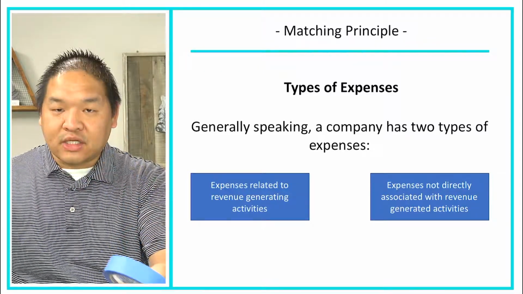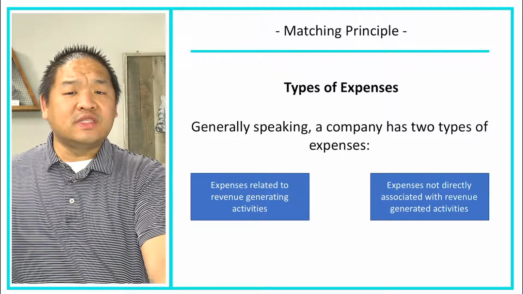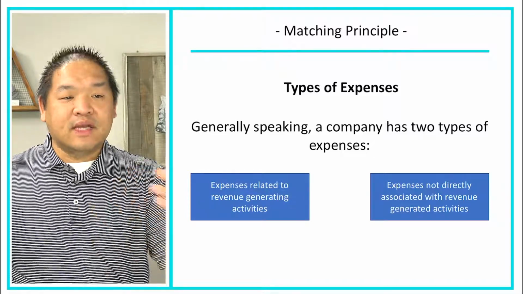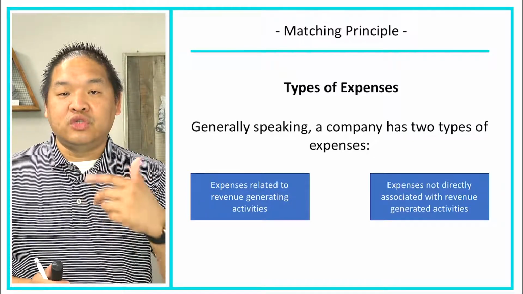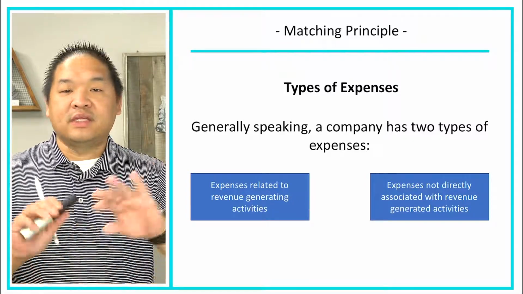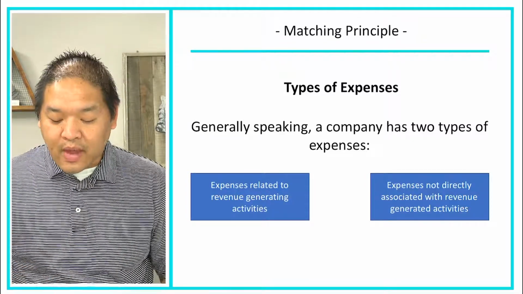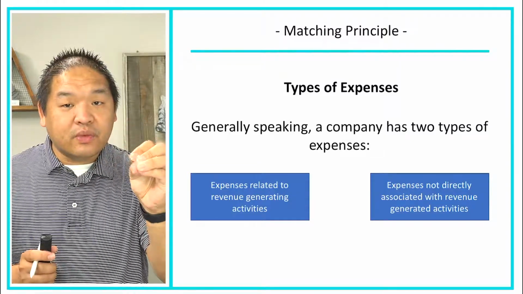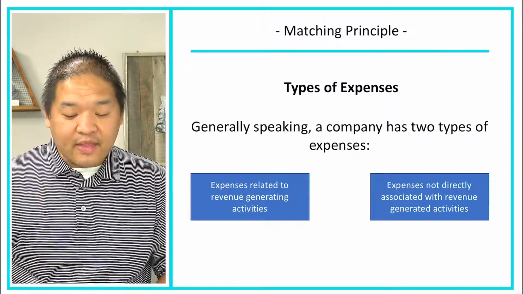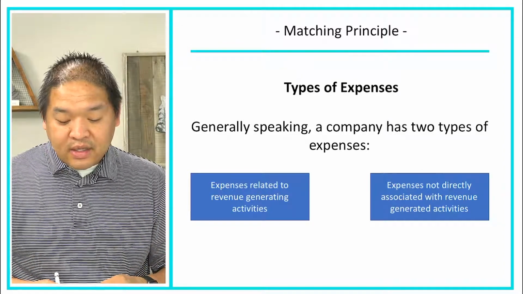It's an indirect cost. So these costs occur because the company needs to incur them, but they are not associated with the actual revenue generating activity. That's an indirect activity, okay? So those are the two types of expenses a company has. It's either directly associated with revenue or it's not. Okay, and that's what we're going to be talking about here in this lesson.